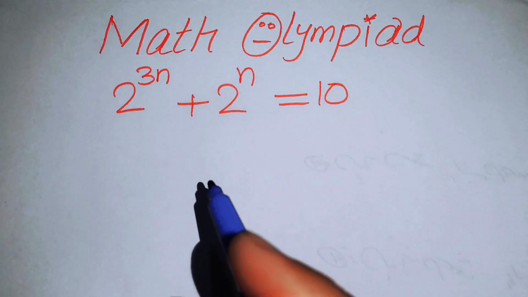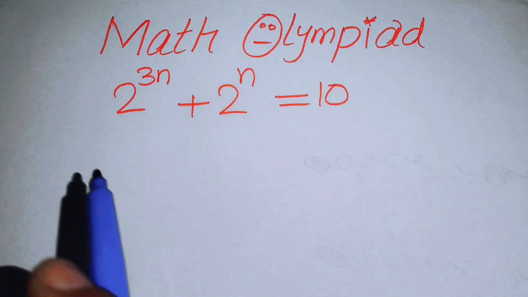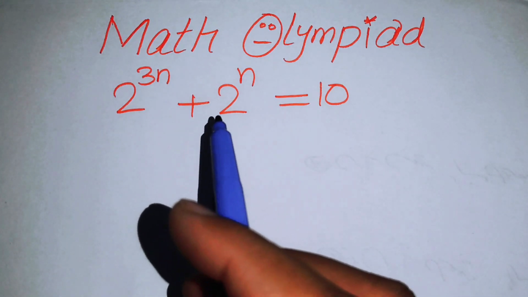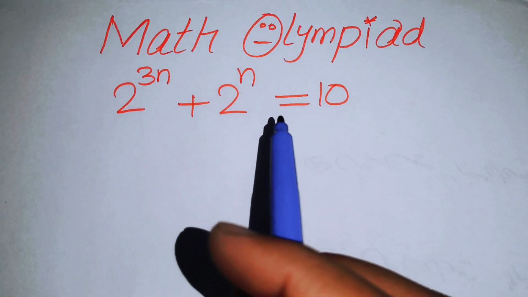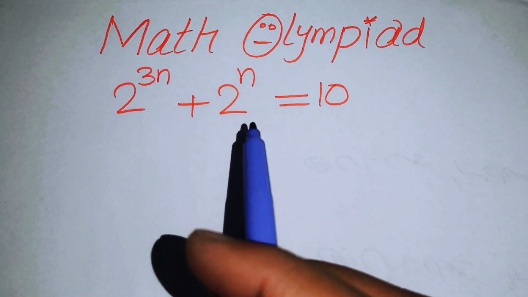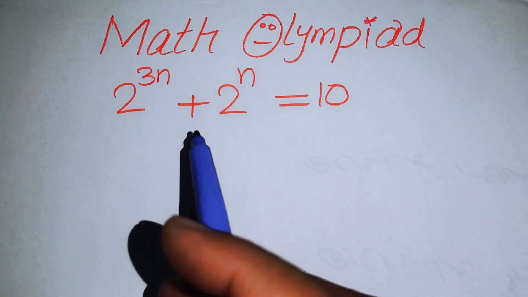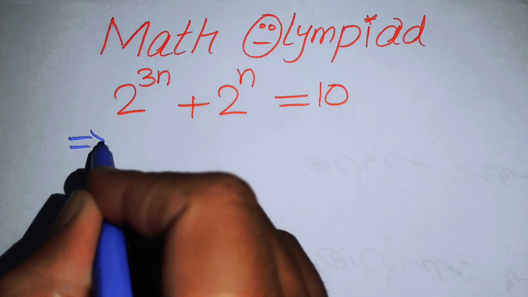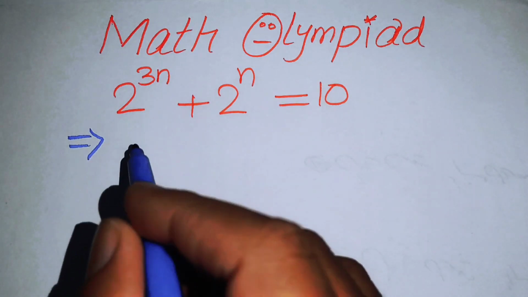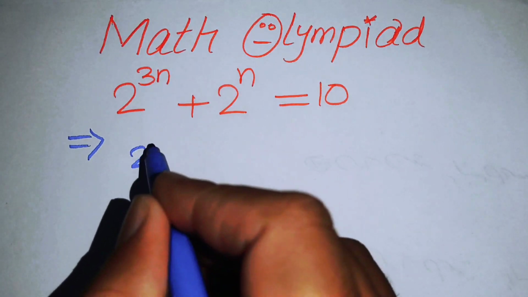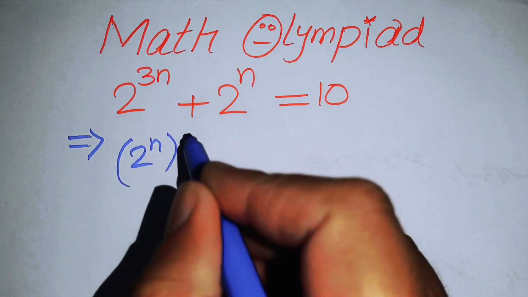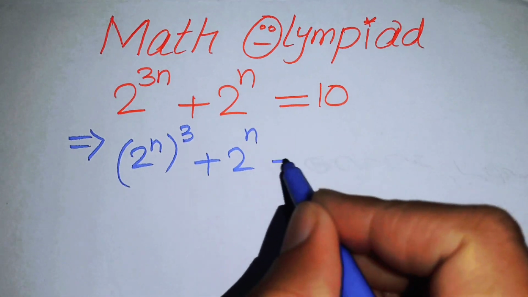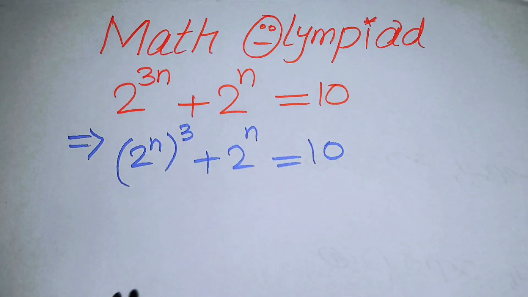In this video we are going to solve this nice algebra problem, and here we have 2 to the power of 3n plus 2 to the power of n equals 10, and we will solve this problem for the values of n. So the very first thing we are going to do is rewrite this equation as 2 to the power of 3n, and we will write it as 2 to the power of n and its whole power 3, plus 2 to the power of n, and this whole equals 10.